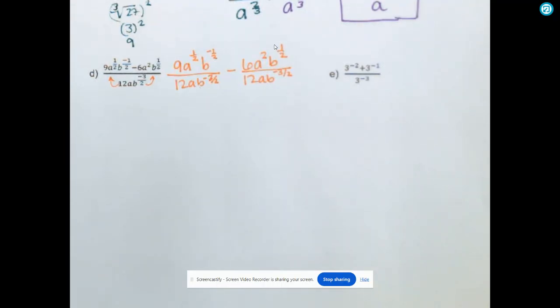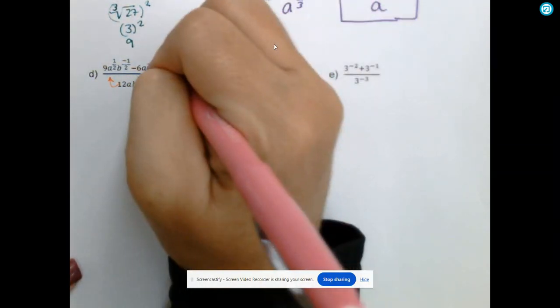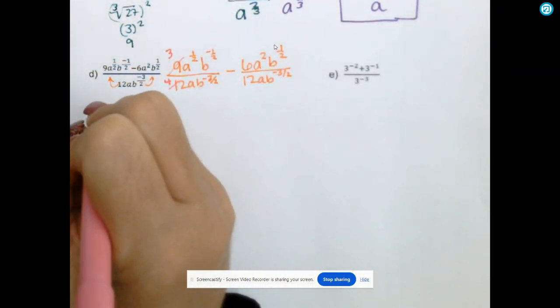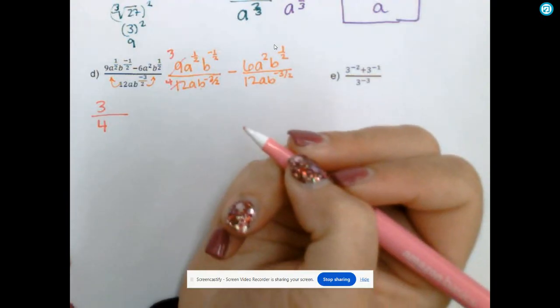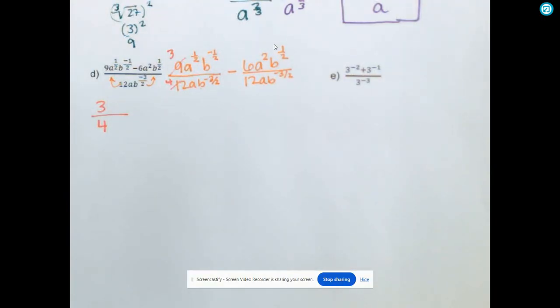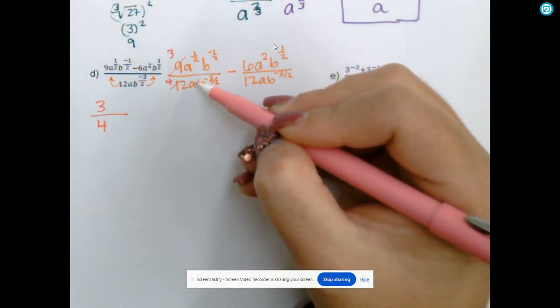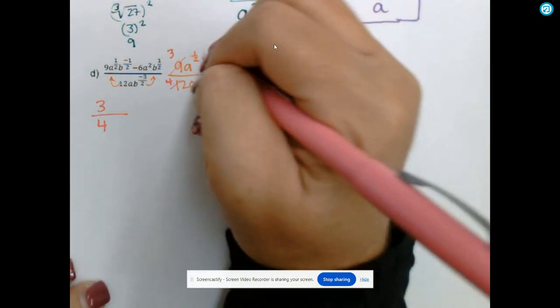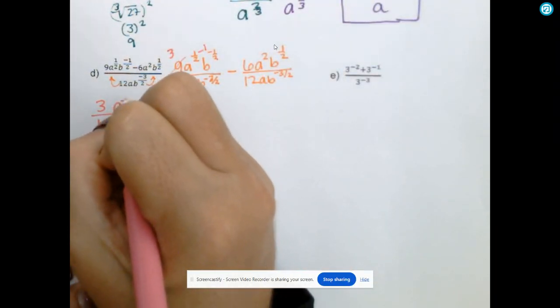So left side first, 9 over 12. Well, 9 over 12 we know is going to reduce down to 3 and 4. Make sure y'all can see when I write, 3 and 4. So we've got 1/2 on top and 1 on bottom. So 1/2 minus 1, that's what we're doing here. 1/2 minus 1 is going to give me negative 1/2.